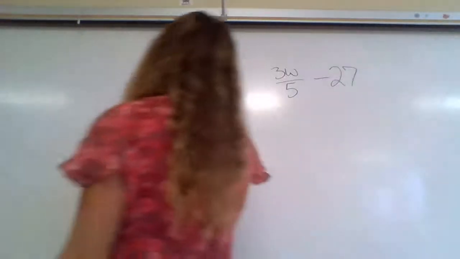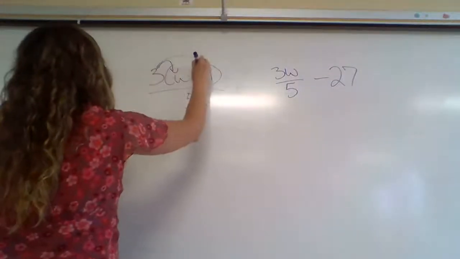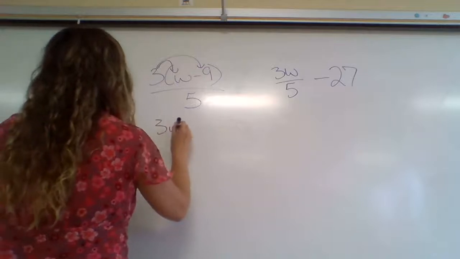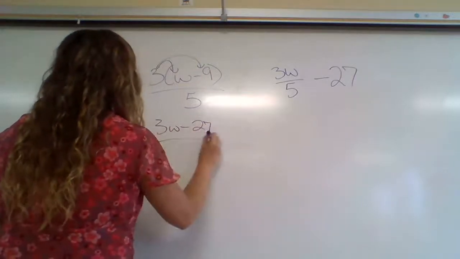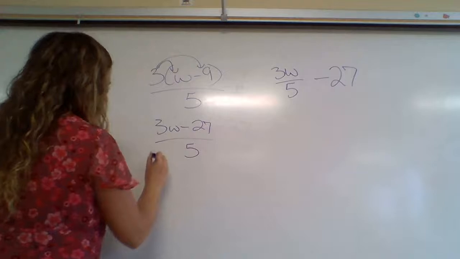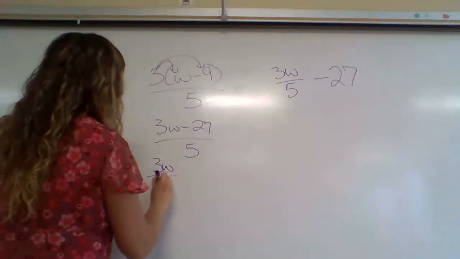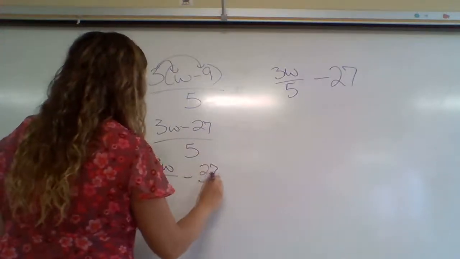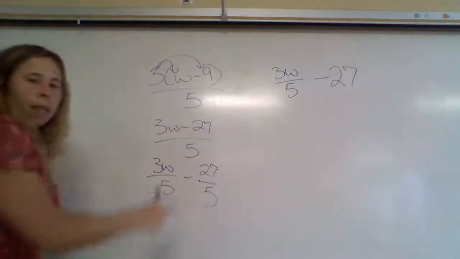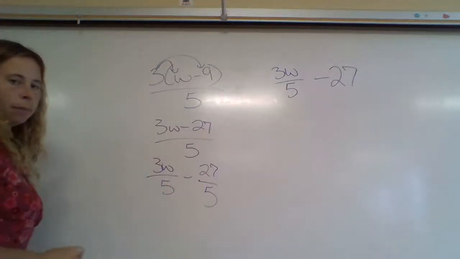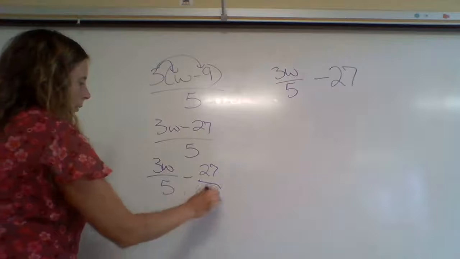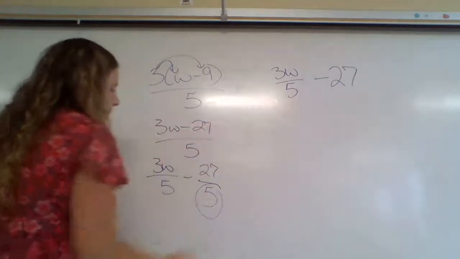But the way they do it is they distribute the 3 the first way. So you get 3w minus 27 over 5, and that can break down into 3w over 5 minus 27 over 5, and that is not equivalent to that. Okay. There's no dividing by 5 on this one.